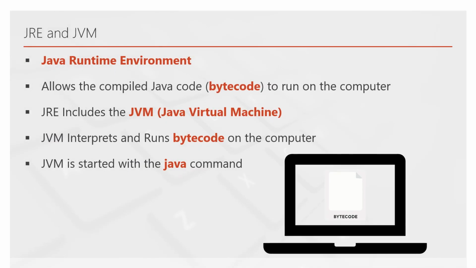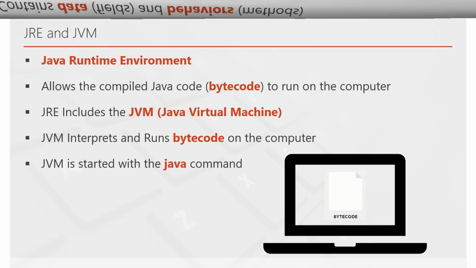The JRE stands for Java Runtime Environment, and this allows the compiled Java code or bytecode to run on any computer. The JRE includes the JVM or Java Virtual Machine, and the JVM interprets and runs bytecode on your computer, and the JVM is started with the Java command.